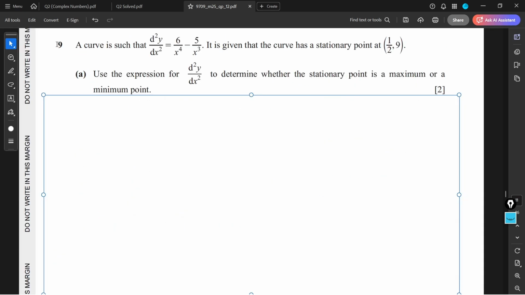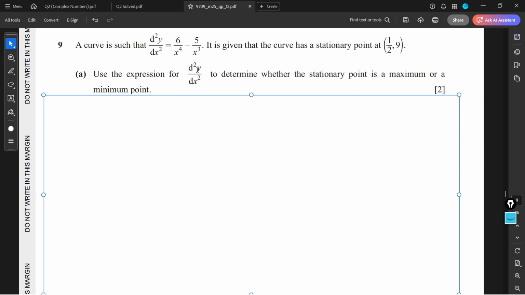Now for the ninth question, we have a curve such that the double derivative of the curve is given as this. It is also given that the curve has a stationary point at (1/2, 9). Using this expression for the double derivative, we have to determine whether the stationary point is a maxima or a minima. The straightforward approach is, because we already have the equation of the double derivative, we just need to pass in the value of x and check if the double derivative is greater than 0 or less than 0.